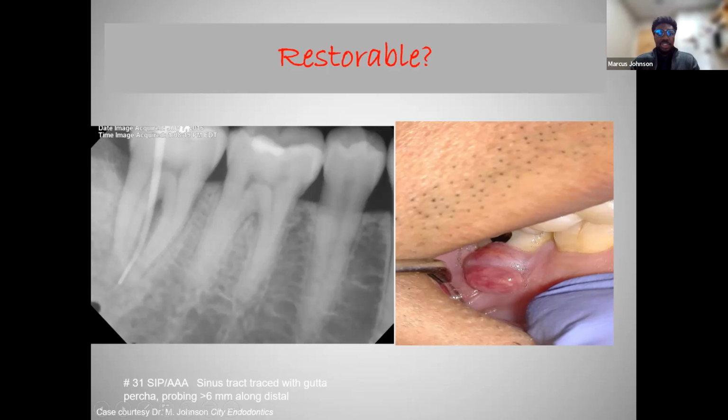You can see here I was able to trace right along the communication on the buccal aspect, which went through the gingiva. You can definitely see that the gutta percha traces through the furcation region. So I already told them that it was a questionable prognosis if we would be able to restore the tooth. Since this was a symptomatic case, we're now thinking that it's more periodontal in nature, or some sort of crack or fracture.